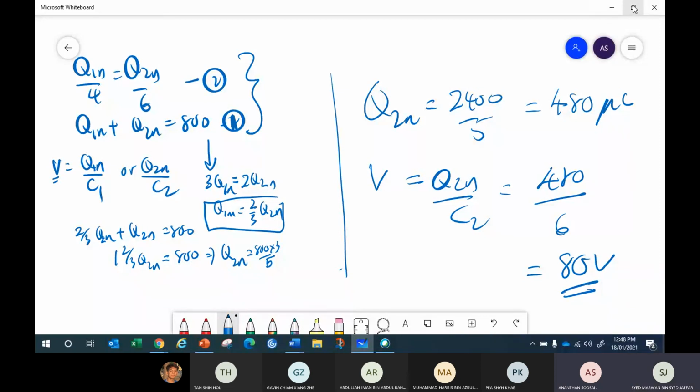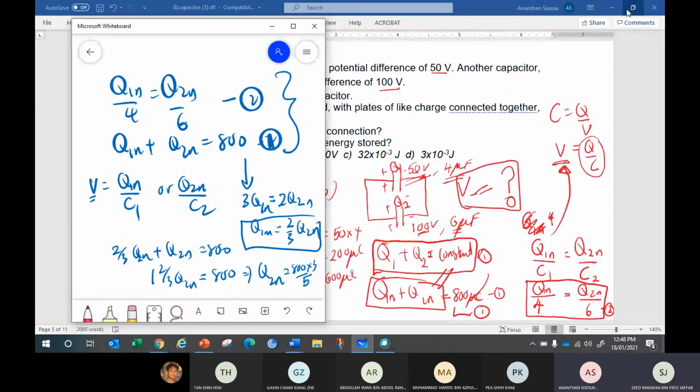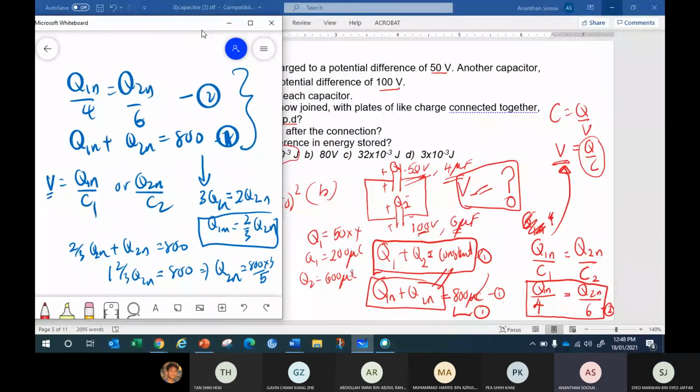Okay, so this is the working. B is a little long to understand, so try to understand the concept. When two charged capacitors are connected, the charge will flow from high potential to low potential until the voltage becomes the same, so they achieve a common potential. Okay, so what is conserved? The total charge is conserved.